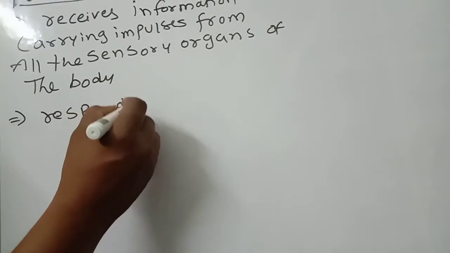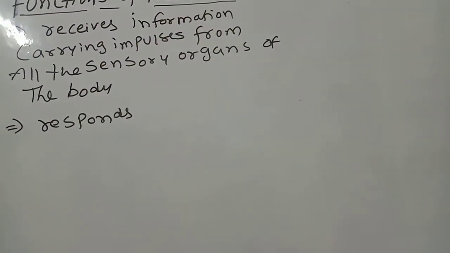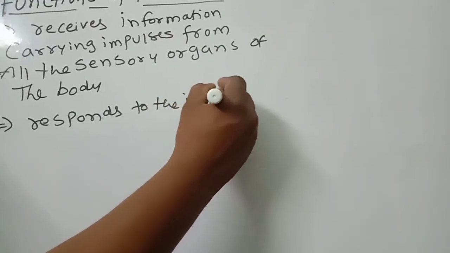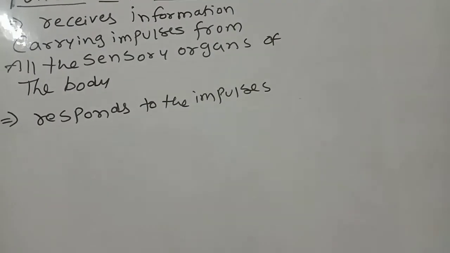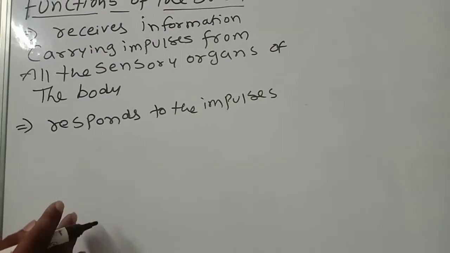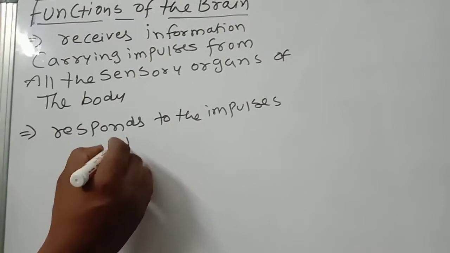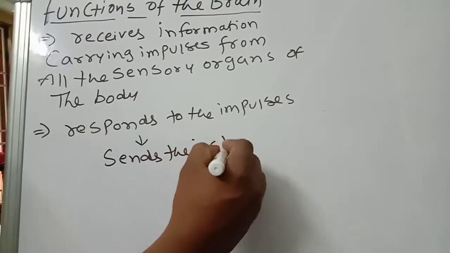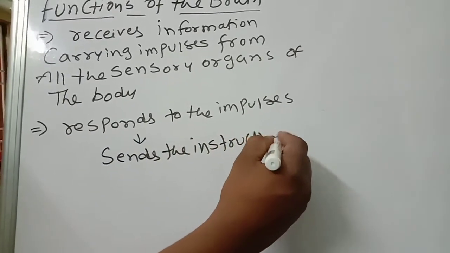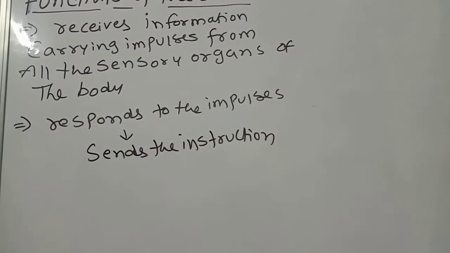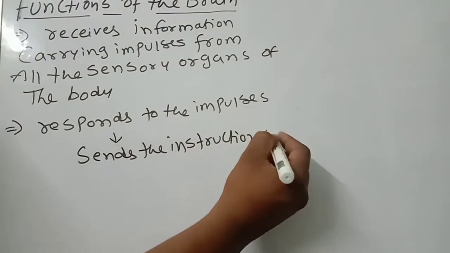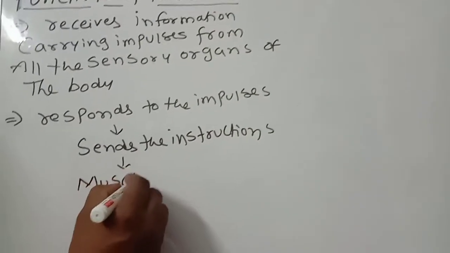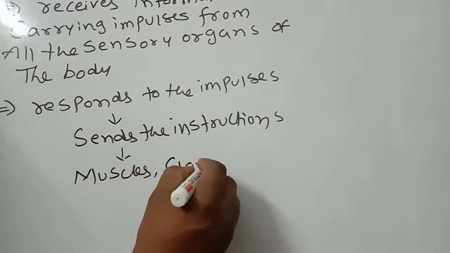Next, it responds to the stimulus. Whatever stimulus comes, it responds to the impulses. This is also under control of the brain. Next one, sends the instructions, this is also one of the important functions. It responds to the impulses and sends the instructions to muscles and glands.